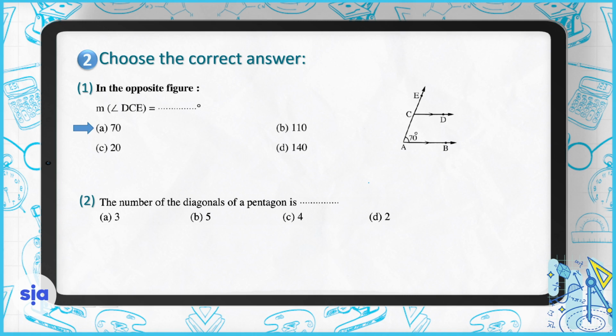Question 2. What is the number of the diagonals of the pentagon? How to get the number of the diagonals? We have the rule that says the number of the diagonals is n times n minus 3 over 2. Here it's the pentagon, so the n is 5. So 5 times 5 minus 3 over 2. So the total number of diagonals here is 5.